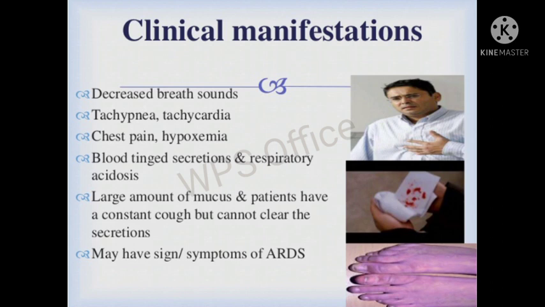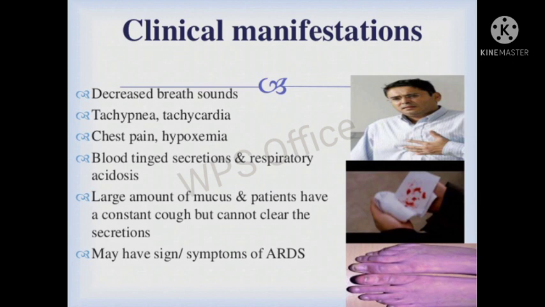Let's see what the symptoms are: decreased breath sounds, tachypnea, tachycardia, chest pain, hypoxemia. We all know this. Tachypnea means increased respiratory rate. Tachycardia means increased heart rate. Then chest pain will be there. Hypoxemia means a low level of oxygen in the blood. Then blood-thinned secretions and respiratory acidosis will be there. The secretions will come along with blood.